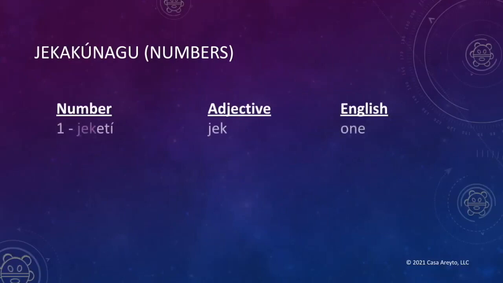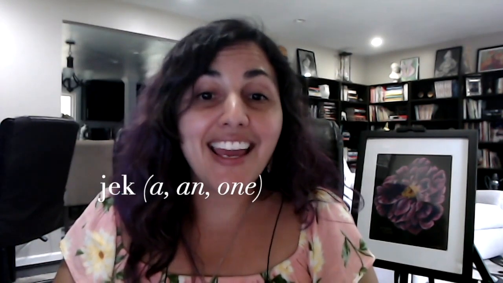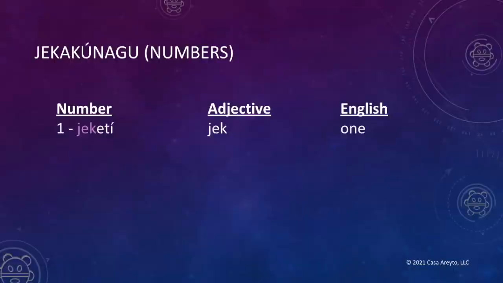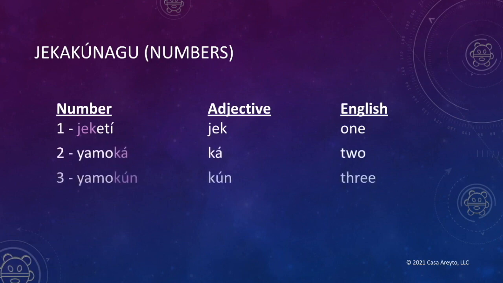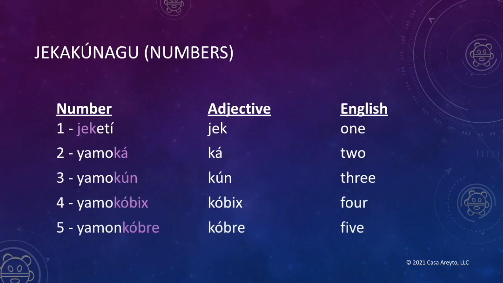Let's get started. 1. Heketi. Heck. You learned heck already because it is also the indefinite article a or an. 2. Yamoka. Ka. 3. Yamokun. Kun. 4. Yamokobix. Kobix. 5. Yamoncobre. Cobre. Now that we know the numbers, we can put them together with nouns so we can describe the number of things that we see.